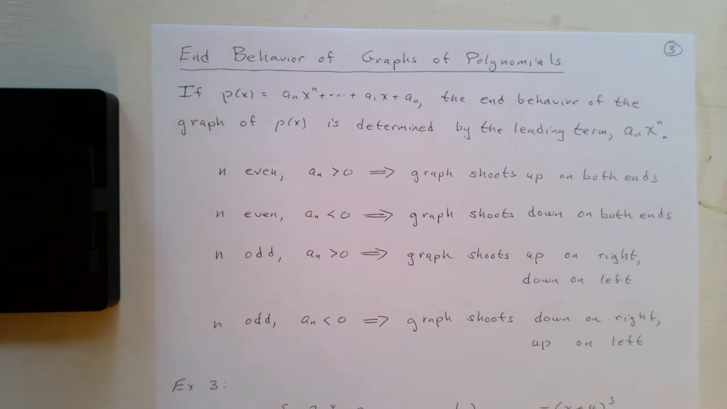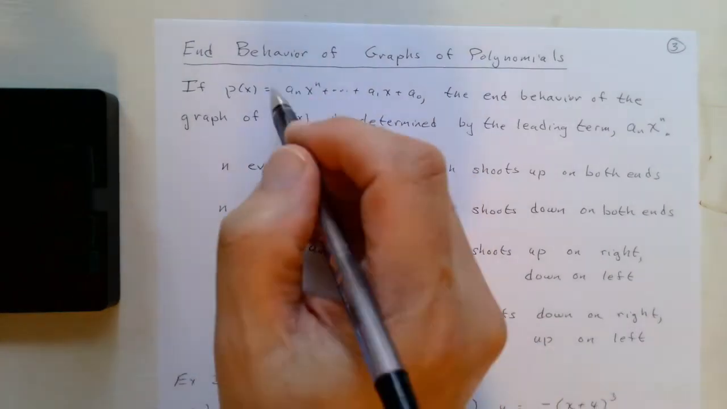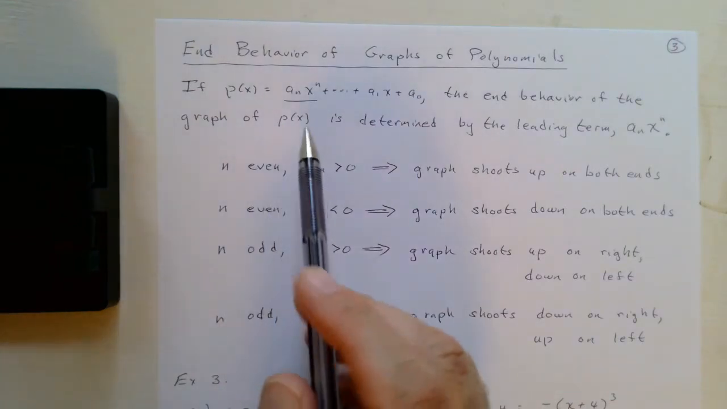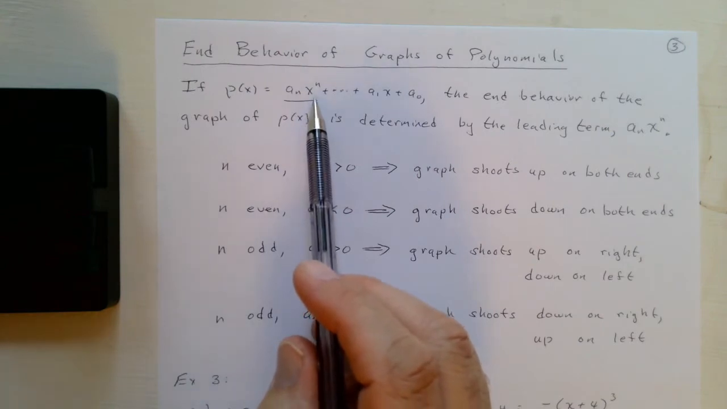With the one exception is when you have a constant polynomial. So if you have a constant polynomial, then you just get a flat line, right? But in all the other cases, you're shooting up or shooting down. And it all depends on what this leading term is here. Okay, the leading term, when a polynomial is in standard form, has the highest power of x that you see.